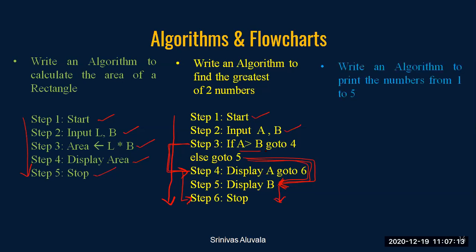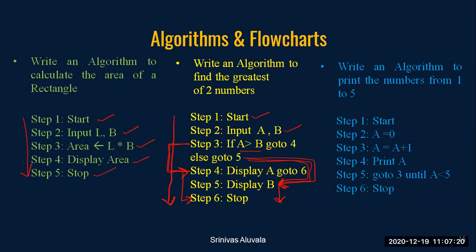And write an algorithm to print the numbers from 1 to 5. Take this as an example and look at the algorithm. Start. My aim is to print the numbers from 1 to 5. I'm not going to write print 1, print 2, print 3, print 4, print 5, because 5 steps I would need to write to print 5 numbers.